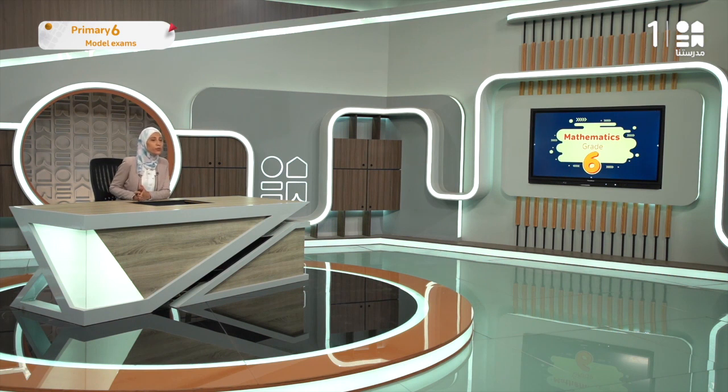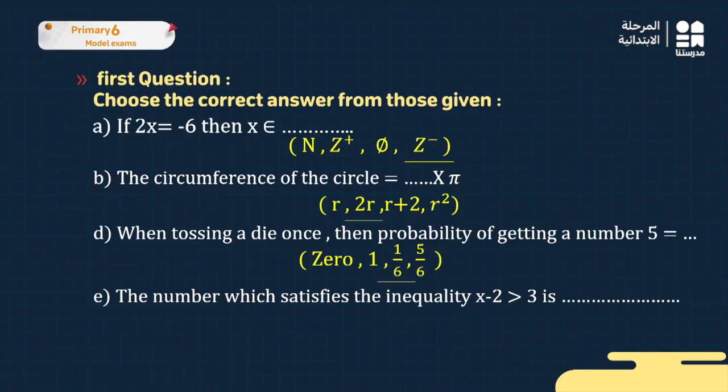The number which satisfies the inequality x minus 2 greater than 3. First of all, I am supposed to find the value of x in the inequality. I will add 2 to both sides to find the value of x. So x minus 2 plus 2 greater than 3 plus 2, so it will be x greater than 5.